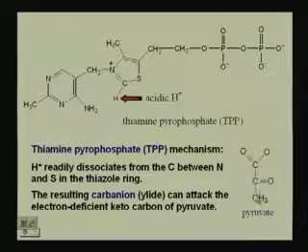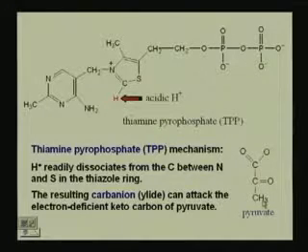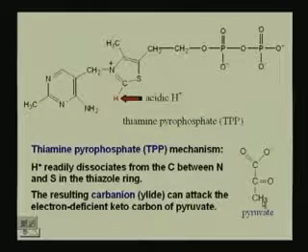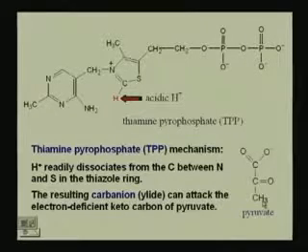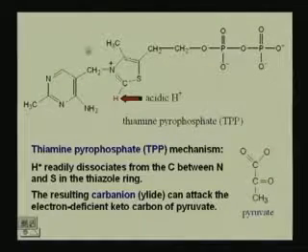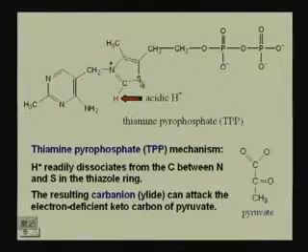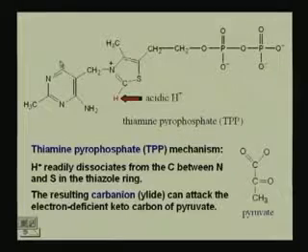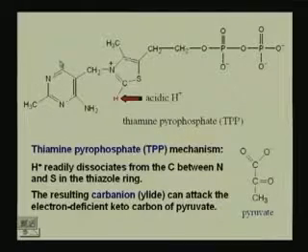So, what do you have here? You have CH3CO, that is the acetyl. Okay? So, the acetyl is formed with the help of TPP, that is part of E1 of the PDC, that is the pyruvate dehydrogenase complex.